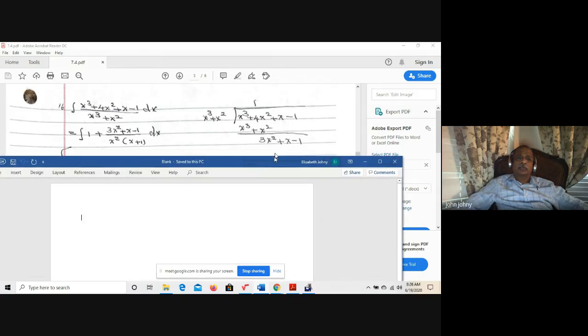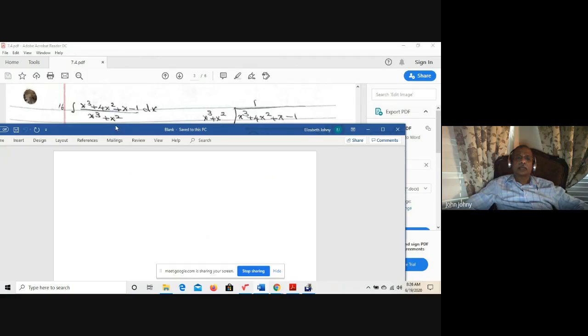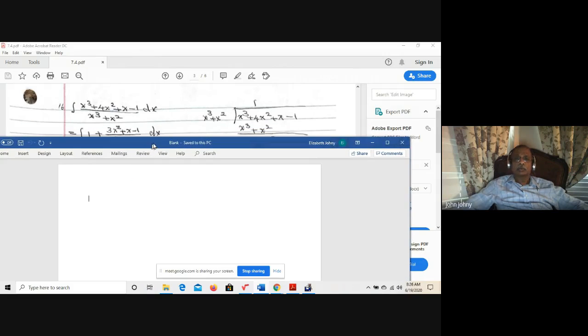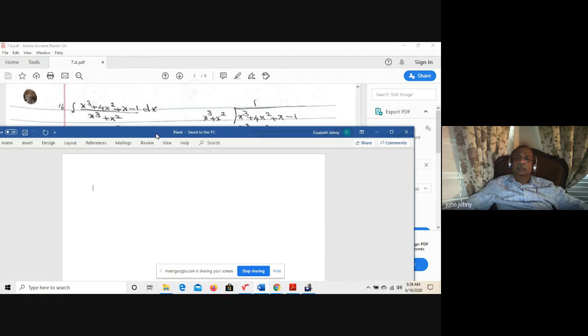Here the degree of the numerator is 3. Degree of the denominator is again 3. So you have to do the division. We are going to use the long division: x cubed plus 4x squared plus x minus 1 divided by x cubed minus x squared.